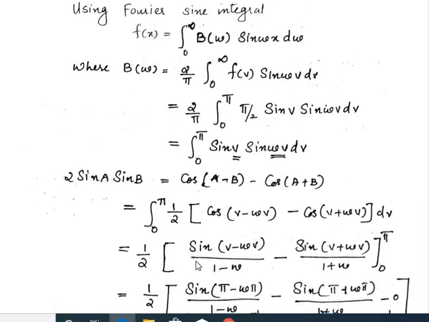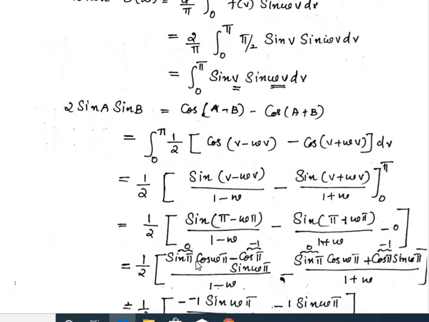Now we can integrate, because it can be separated into two terms. Taking 1 by 2 common outside, the integral of cos of v minus omega v with respect to v is sin of v minus omega v divided by the derivative of v minus omega v. That is, the derivative of v minus omega v with respect to v is 1 minus omega. Similarly, the second term becomes sin of v plus omega v divided by 1 plus omega. Now we can apply the upper limit pi and lower limit 0. When we apply the upper limit pi, we get sin of pi minus omega pi by 1 minus omega, minus sin of pi plus omega pi divided by 1 plus omega. Applying the lower limit, since sin 0 is 0, the lower limit contributes completely 0.